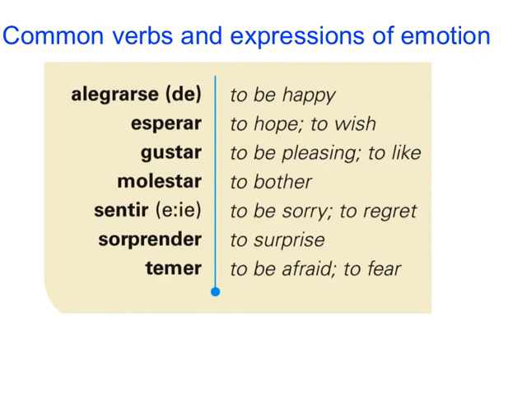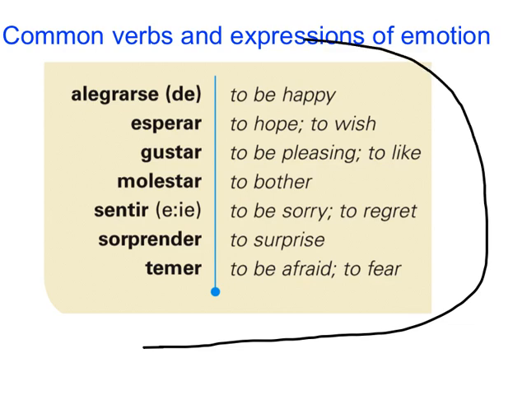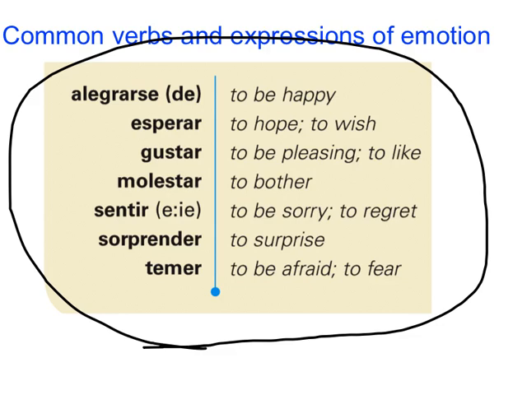So here we have all the common verbs and expressions of emotion. Please remember that these verbs will be used in the main clause. Alegrarse de, esperar, gustar. And a good example, gustar. Remember, me gusta el fútbol. Now we're going to say, me gusta que Juan juegue al fútbol. I like that he plays football. Or no me gusta que mi hija salga con un chico de Brophy. I don't like that my daughter goes out with a Brophy guy.